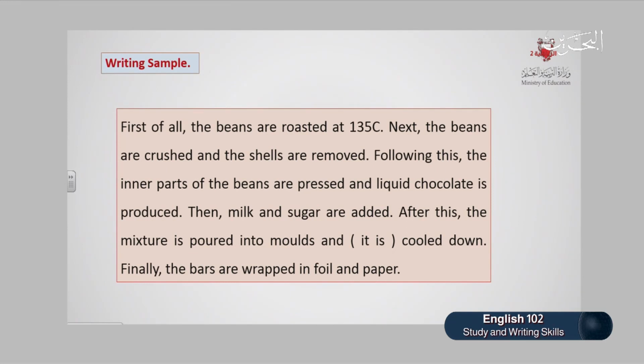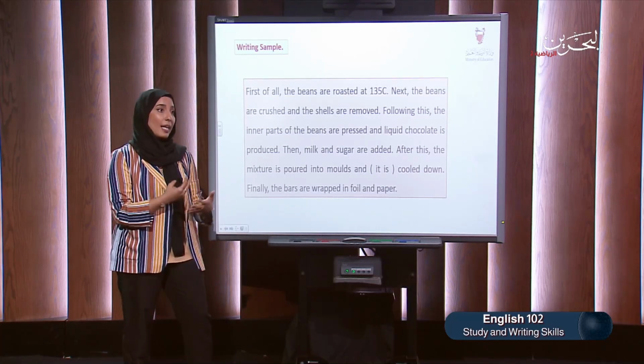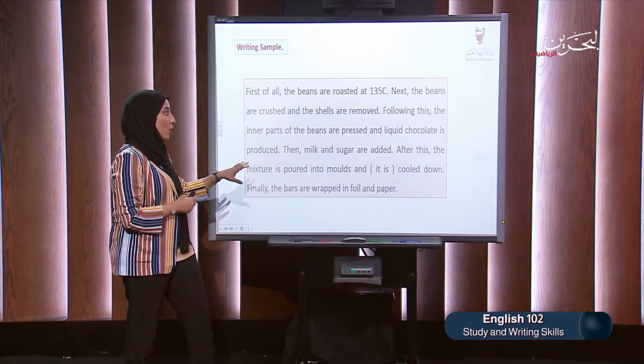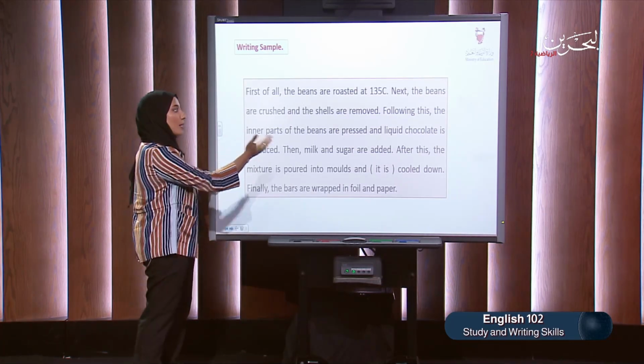Then, milk and sugar are added. After this, the mixture is poured into the molds and it is cooled down. Finally, the bars are wrapped in foil and paper. Now, the two fixed answers are "first of all" and "finally." Following this, then, after that, next, these words can be moved around. So they can be correct even if you didn't use them in the same order.